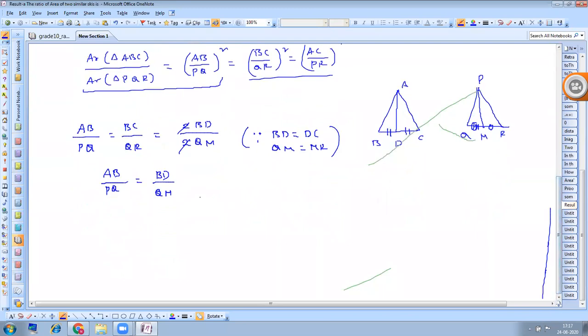Next one is angle B is equal to angle Q. So one angle is the same. So angle B is equal to angle Q, and these two sides are in the ratio AB by PQ, BD by QM, and the included angle. So which criterion says this? From these two points, side, angle, side, criterion I can apply.